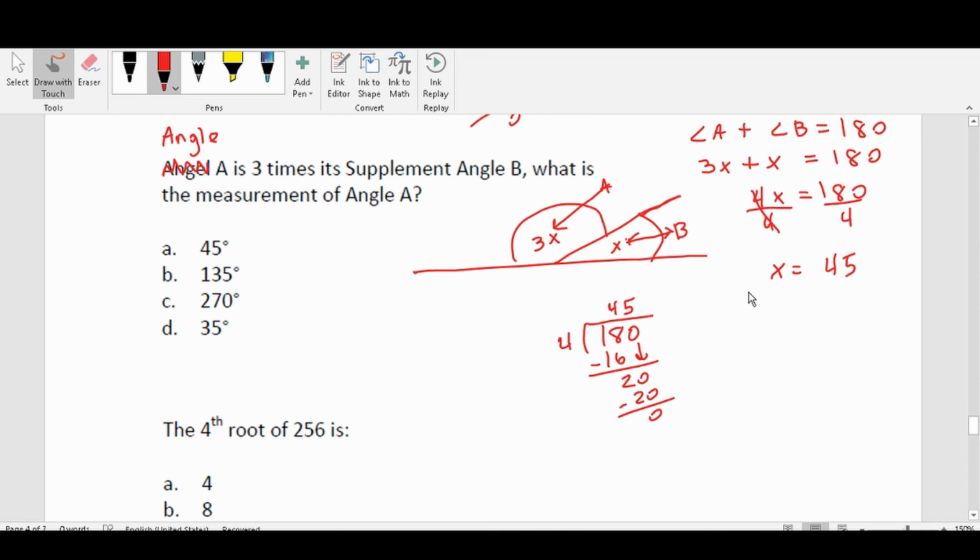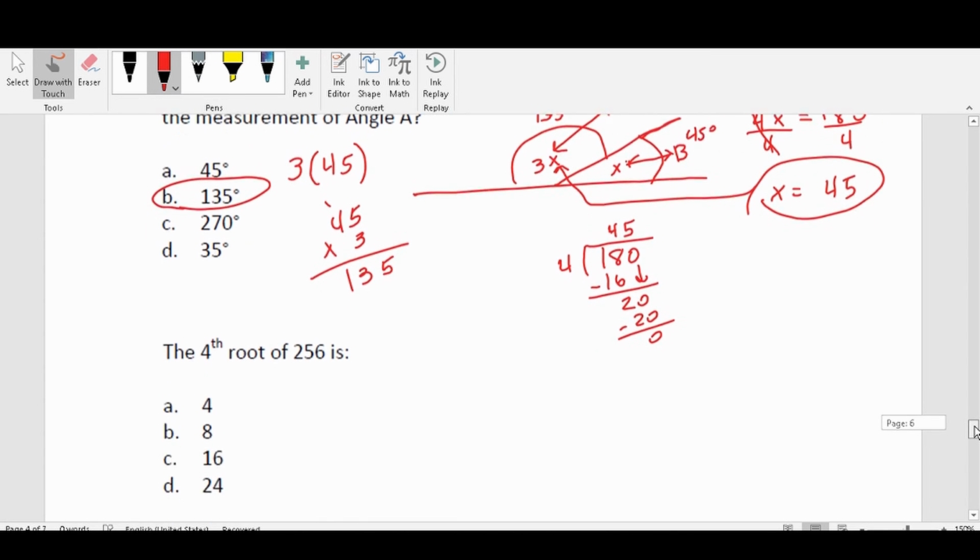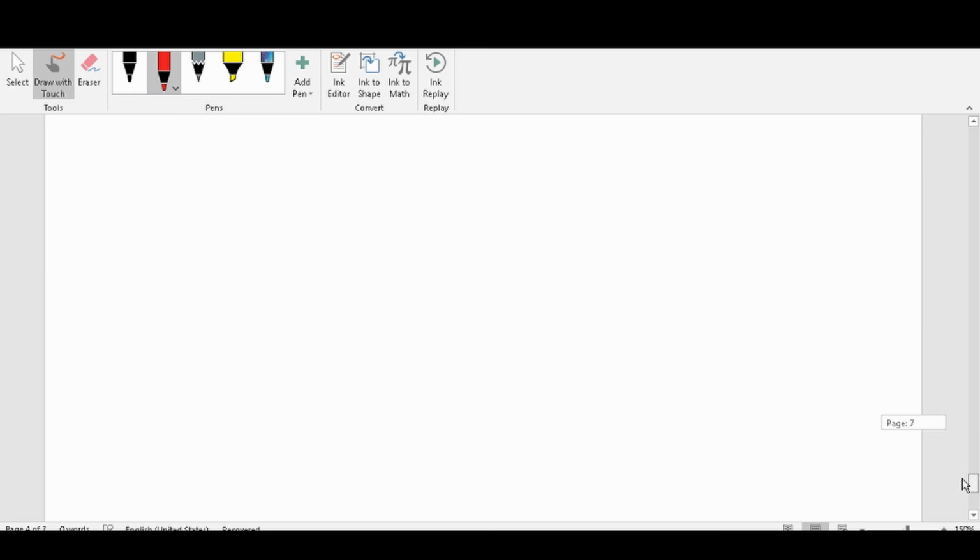So to find A, we actually have to take this 45 and plug it in for x. So this becomes 3 times 45. Let's go ahead and work that out. 5 times 3 is 15, carry the 1. 3 times 4 is 12, plus 1 is 13. So we know that B is 45 degrees, and therefore A must be 135 degrees. Two more problems and we're done.